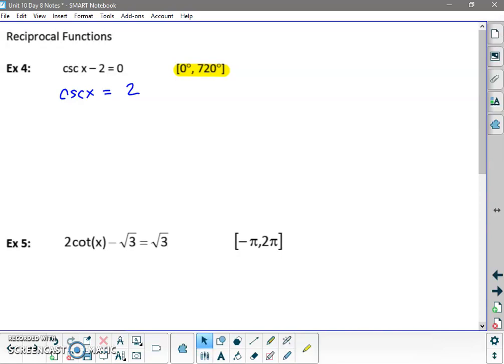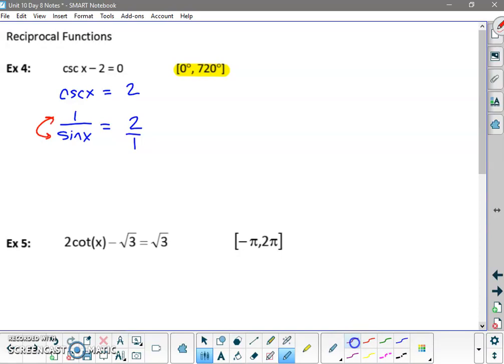Now, here's what I like to do. There's several ways to approach this, but what I like to do is replace cosecant with its reciprocal, so that's going to be 1 over sine x equals 2. And you can think of it as 2 over 1 if you'd like. And then if I want sine x by itself, because really the ultimate goal is to get sine x or cosine x or tangent x, because that's what we're familiar with, we're going to take the reciprocal of both sides. So the reciprocal of 1 over sine x is just sine x. And the reciprocal of 2 over 1 is 1/2. So now it makes it a much easier example, very similar to one we did on the first page.